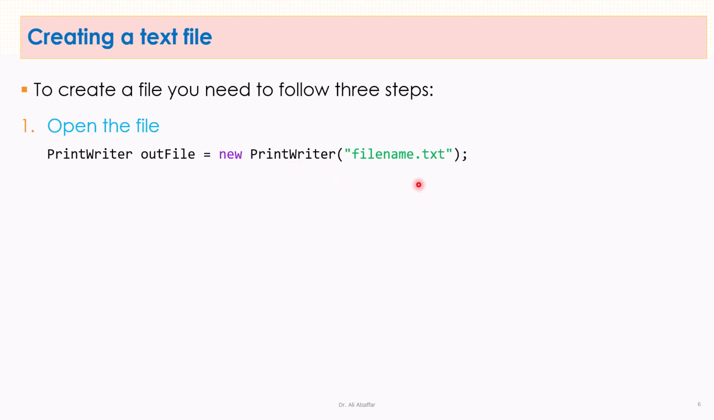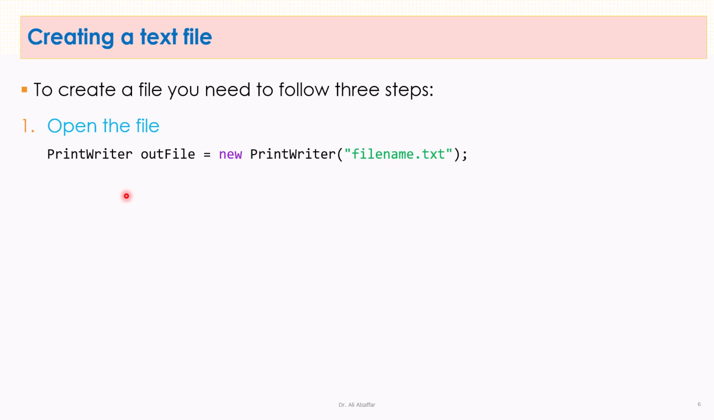If you remember, we said that we have two names for a file. We have a program name and we have the operating system name. outFile will be the program name and file name.txt will be the operating system name. Now for any operation you want to make on this file in your program, you have to use the program file which is called outFile.